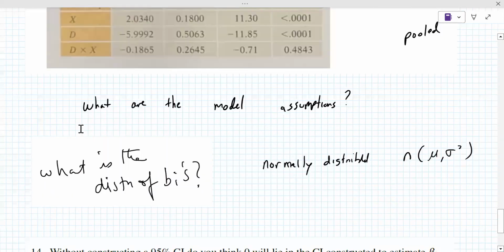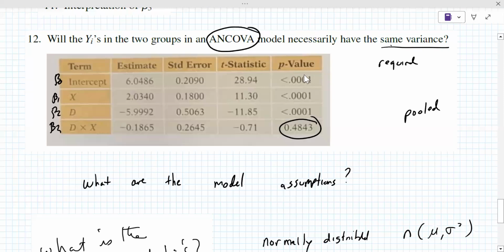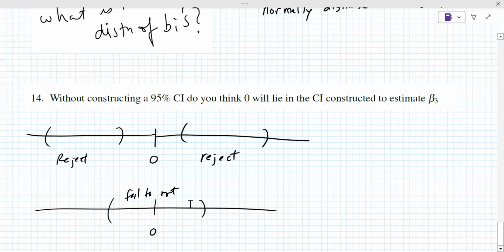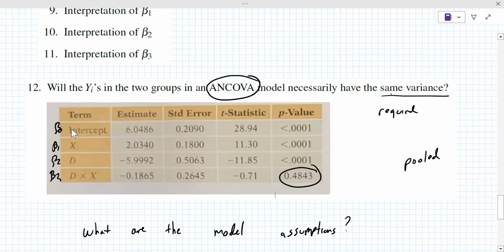So where's beta 3? Here's beta 0, beta 1, beta 2, beta 3. What does your p-value tell you? Can you reject? Oh, fail to. It's too big, right? Yeah, failed to reject the null. So your null hypothesis is that they're equal to 0. Is that right? Yeah. Beta is equal to 0. So you can't reject that for this one. And the p-value supports that.